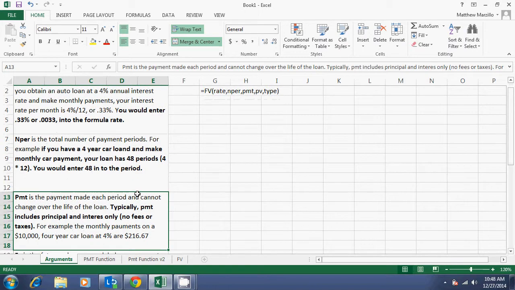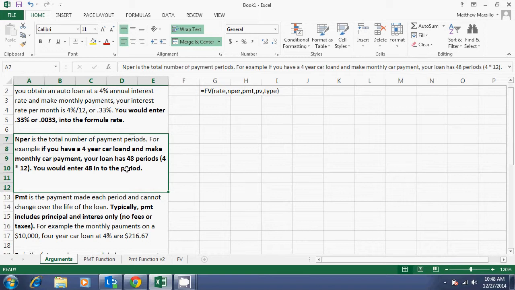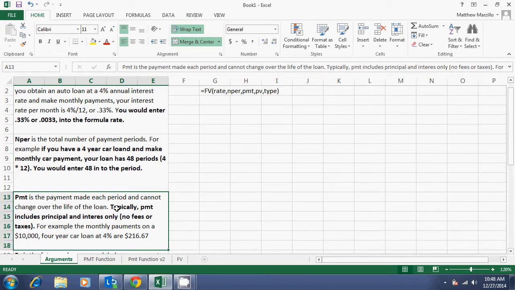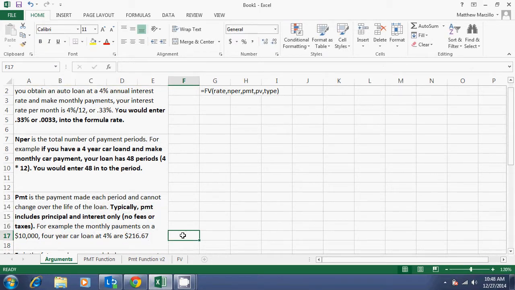Next is the PMT argument. This is the payment made each period, and it cannot change over the life of the loan. So for this past example, it would be the same amount all 48 periods, or all 4 years. Typically, the payment includes principal and interest. Interest only. There are no fees or taxes included in it, so it's just principal and interest. So, for example, the monthly payments on a $10,000 4-year car loan at a 4% rate would be somewhere around $216, and it would be that same amount for the entire term of the loan.